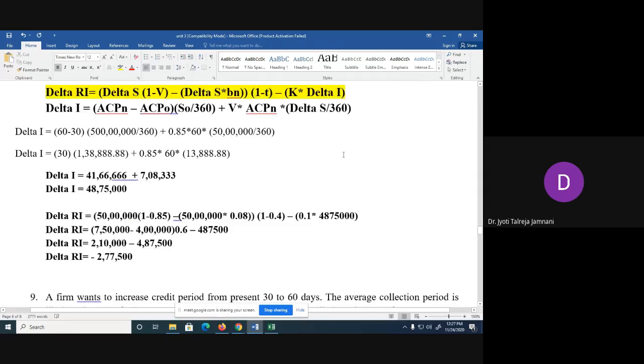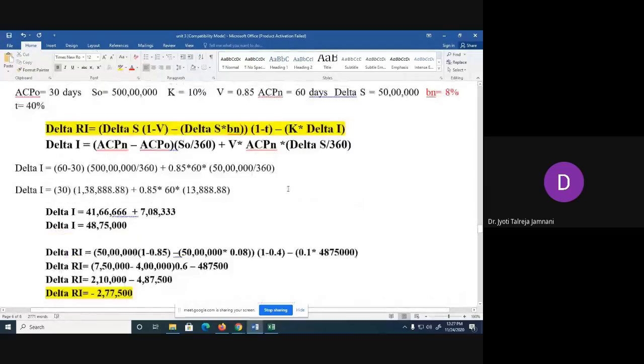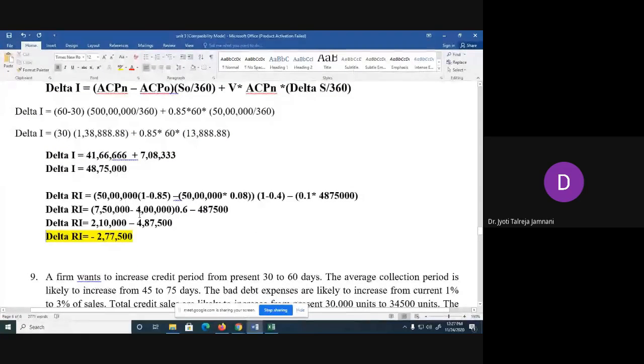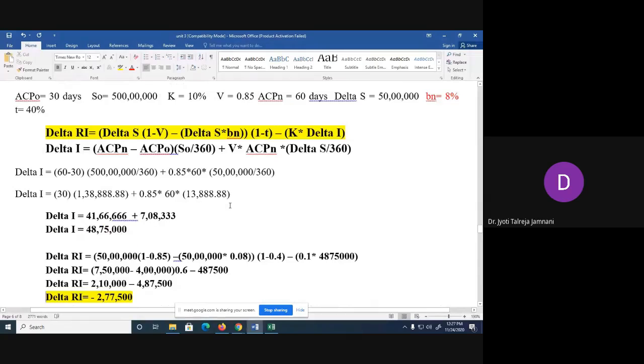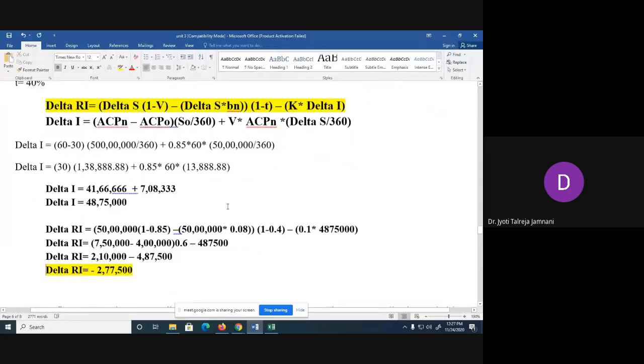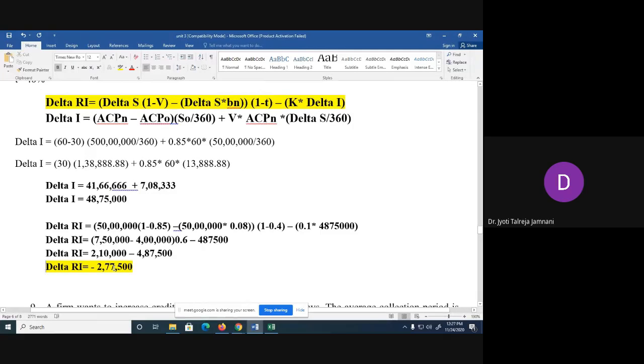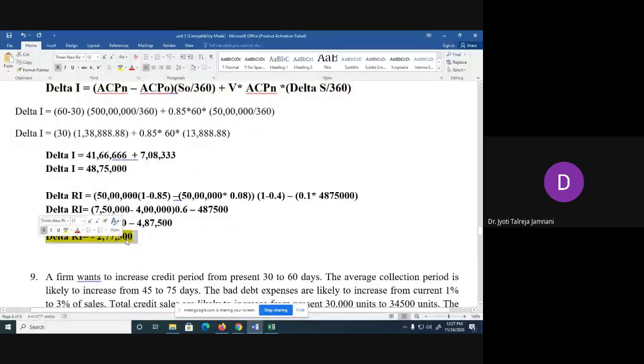So can anyone tell me, should we go for relaxing the credit period or not? Delta Ri is minus 2,77,500, which means it has a negative impact on the profit. So if I increase my credit period from 30 days to 60 days, instead of getting added to my profit, it will lead to a loss of 2,77,500. So should we increase from 30 days to 60 days or not? No, because we have a negative value. In my initial classes also, I have told you, you have to always check the delta Ri value. If it is positive, only then you suggest to increase the credit period, relax the standard and so on. If it is negative, then we are not doing it. So here, if they ask you to conclude, you can write: as the impact on residual income is negative, we would not suggest the company to increase its credit period from 30 days to 60 days.